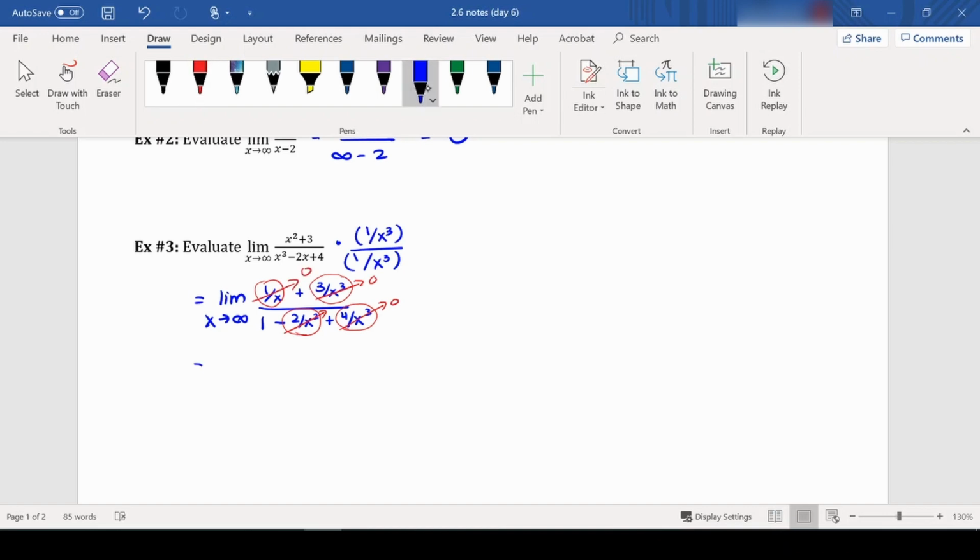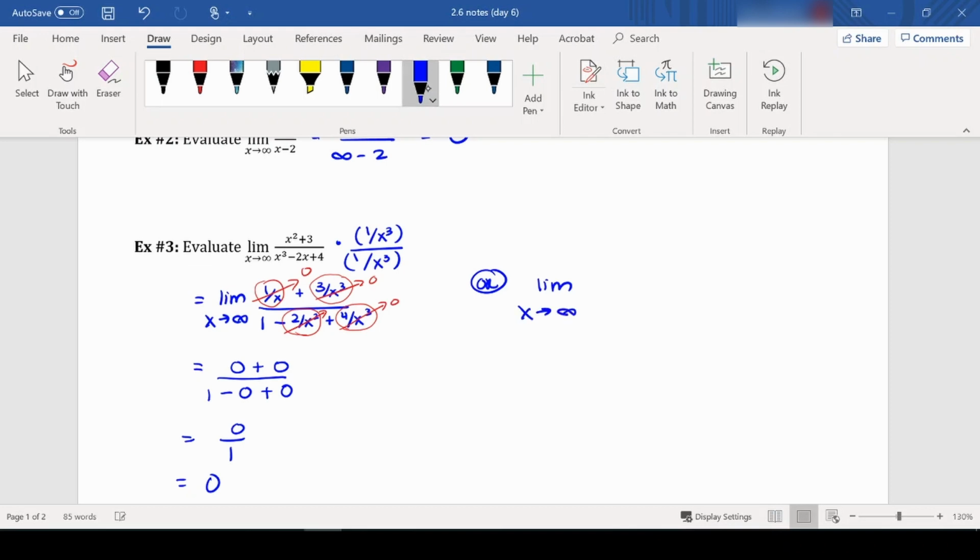And what I end up with, therefore, is on the top, 0 plus 0 over 1 minus 0 plus 0, or 0 over 1, or 0. Okay. Now, for some people, they find this a bit hard to look at because of the 1 over x cubed, and they're like, that doesn't intuitively make a lot of sense. So here's the more intuitive way.